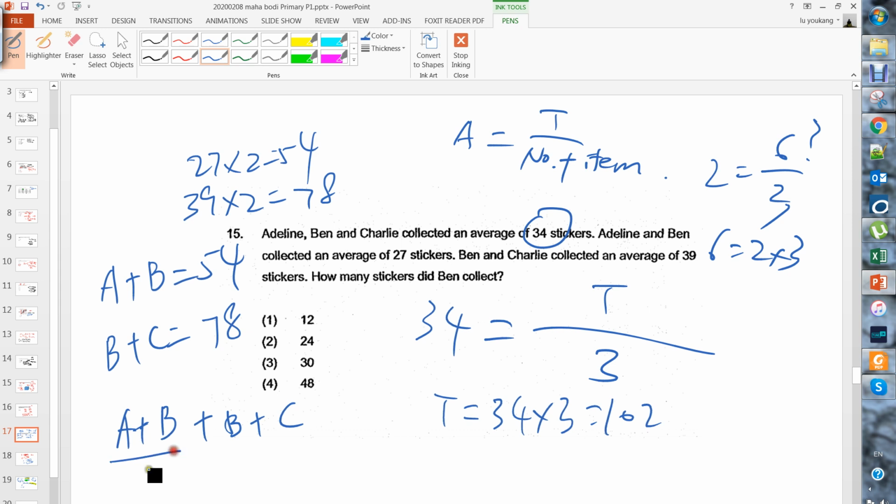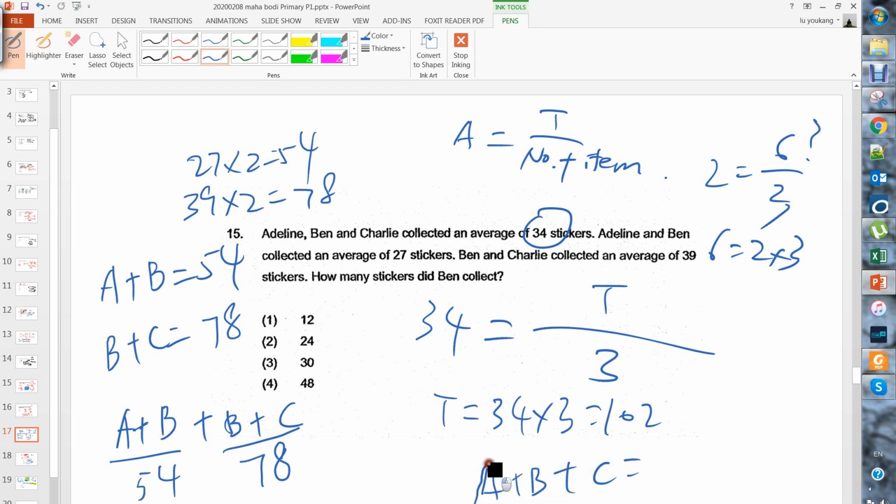Can you see A plus B is equal to? What's the value of A plus B? Use your finger, point. What's the value? A plus B, 54. Very good. What's the value of B plus C? 78. Very good. So now, can I ask you what is the value of A plus B plus C?